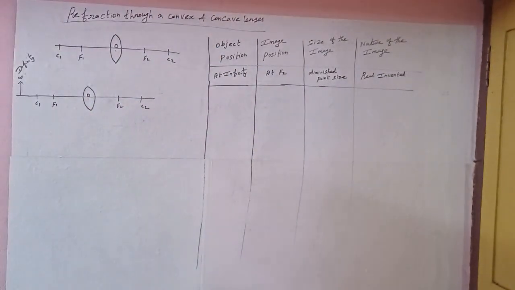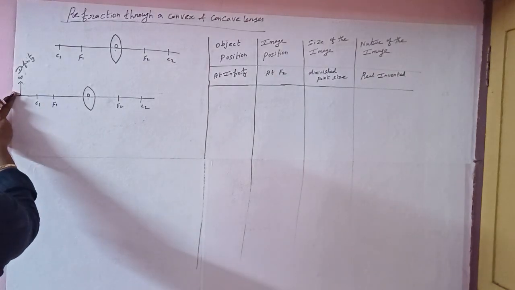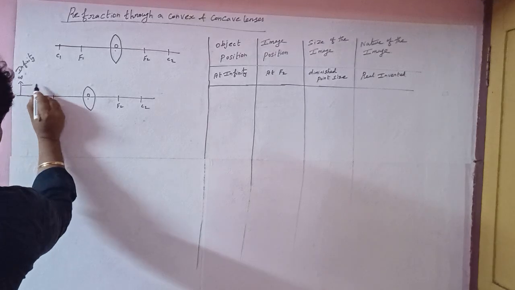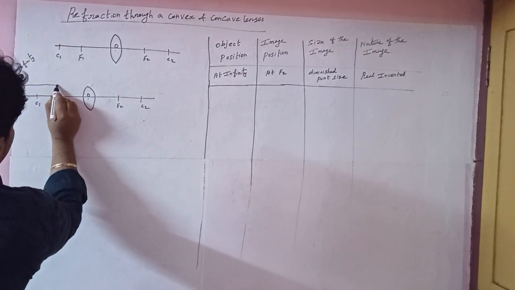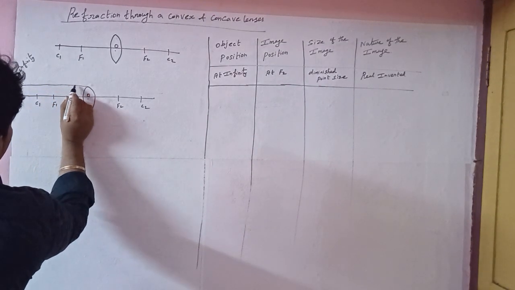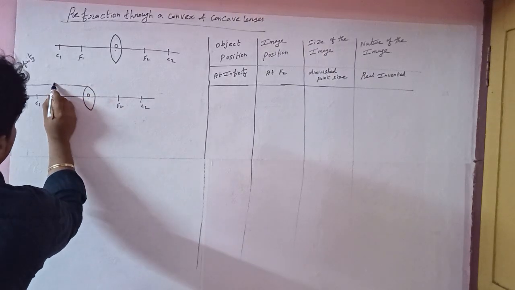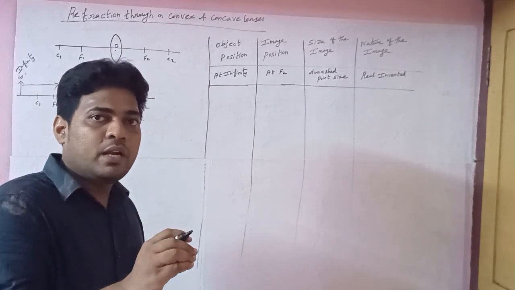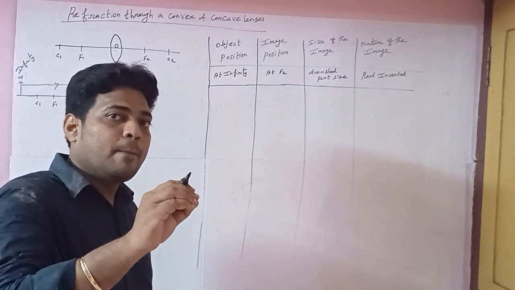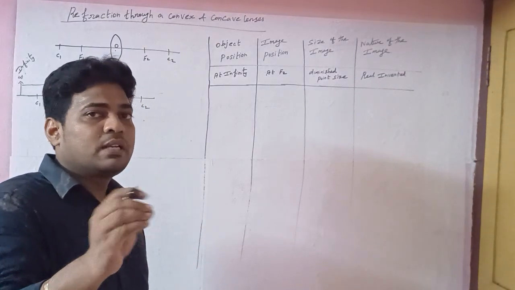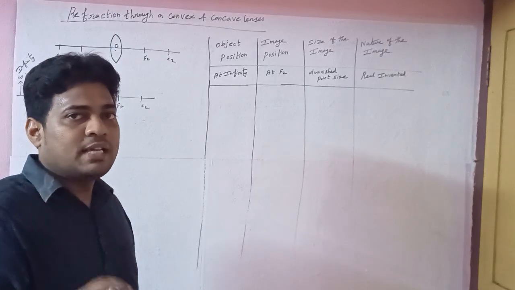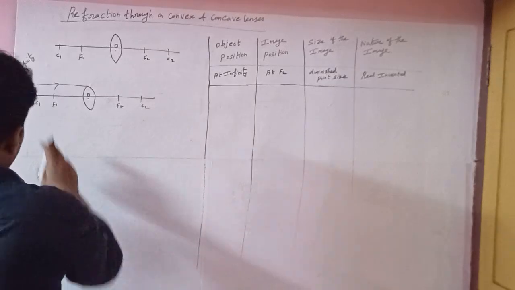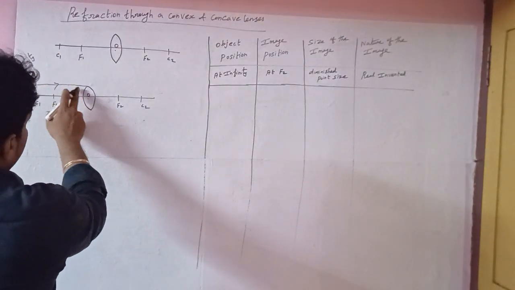So listen here. The object is placed on the left side at infinity distance. The light ray travels from the rare medium to the denser medium. Light always travels in a straight line. The path of light is called a ray of light, a group of rays is called a beam of light, and the source of light is called a luminous object, for example the sun, stars, and a candle.